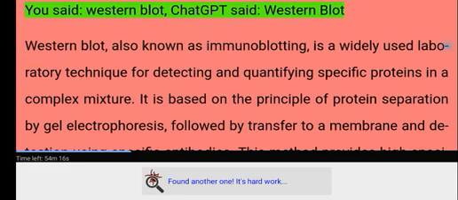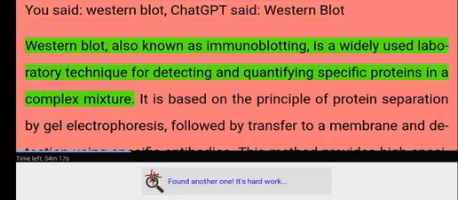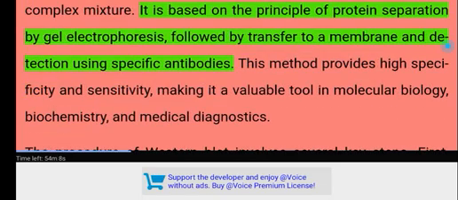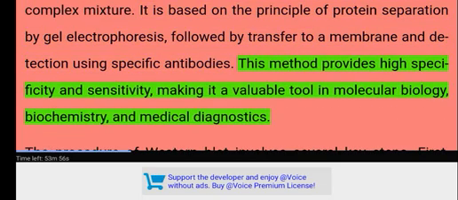Western blot. Western blot, also known as immunoblotting, is a widely used laboratory technique for detecting and quantifying specific proteins in a complex mixture. It is based on the principle of protein separation by gel electrophoresis, followed by transfer to a membrane and detection using specific antibodies. This method provides high specificity and sensitivity, making it a valuable tool in molecular biology, biochemistry, and medical diagnostics.